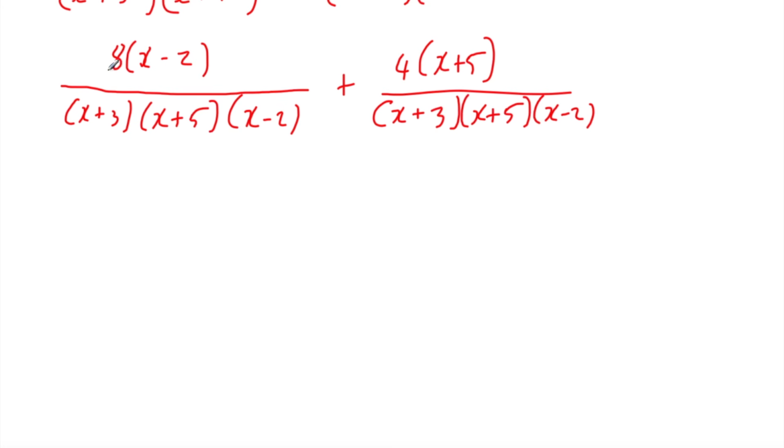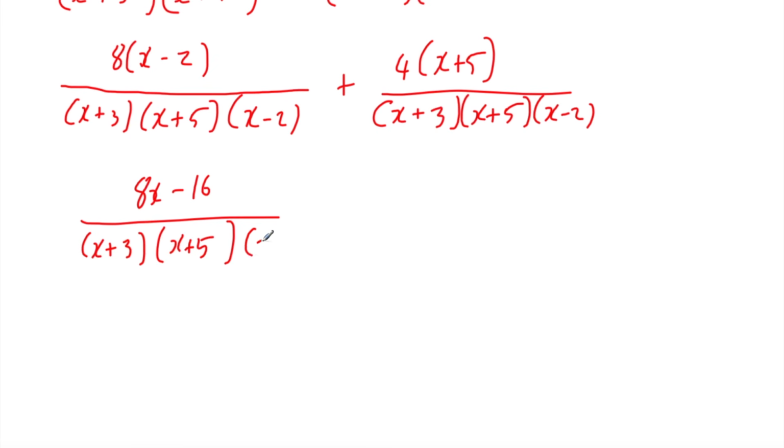Okay, so let's expand the brackets on this numerator. So we've got 8, and then in brackets x minus 2. So 8 times x is 8x, and then 8 times minus 2 would be negative 16. And then that's over x plus 3, x plus 5, and then x minus 2. Okay, so that's fantastic. We've expanded the bracket on the numerator of the first fraction.